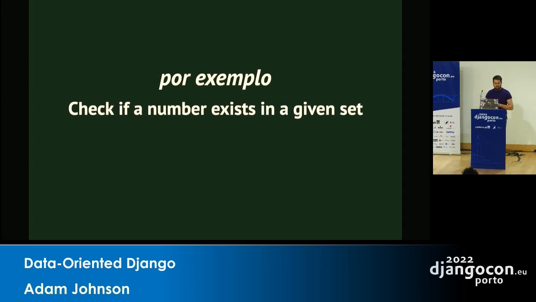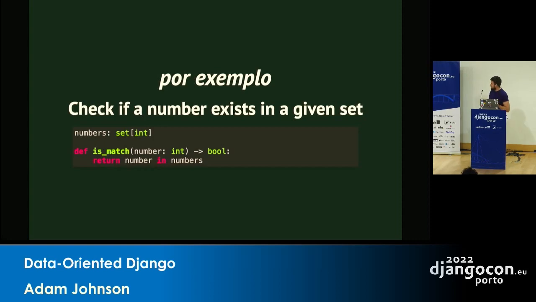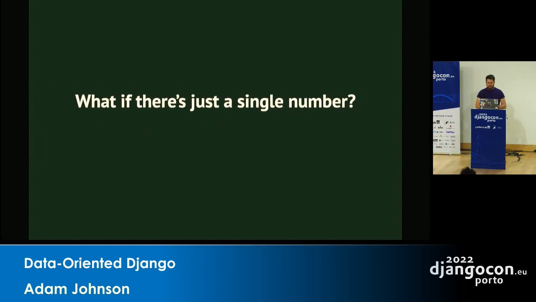Perhaps your Python brain is already going, oh, you can use the in operator with a set. So you might come up with this function. There's some set of numbers that's stored already, and then we implement our function, is this number a match? We just say, return number in numbers. Seems pretty reasonable. What if there was just a single number in that set? Building a set to contain a single number, and using the in operator would be slightly wasteful. So we could just use the double equals operator.